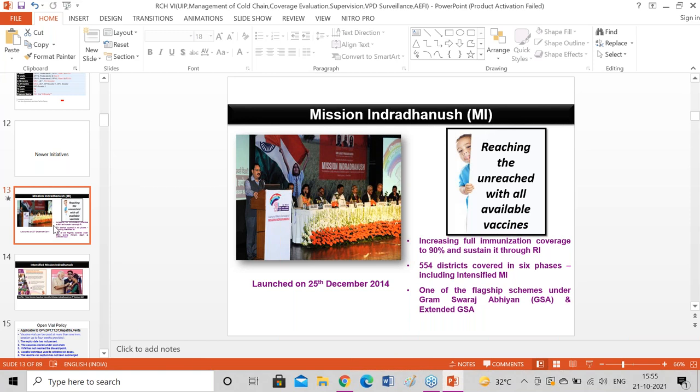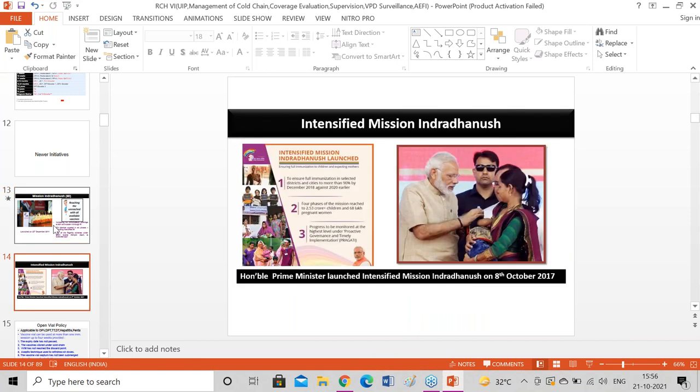It was started in 6 phases and 554 districts were covered. It was one of the flagship schemes under Gram Swaraj Abhiyan and extended Gram Swaraj Abhiyan. Intensified Mission Indradhanush was launched on 8th of October 2017 to ensure full immunization in selected districts and cities to more than 90% by December 2018.